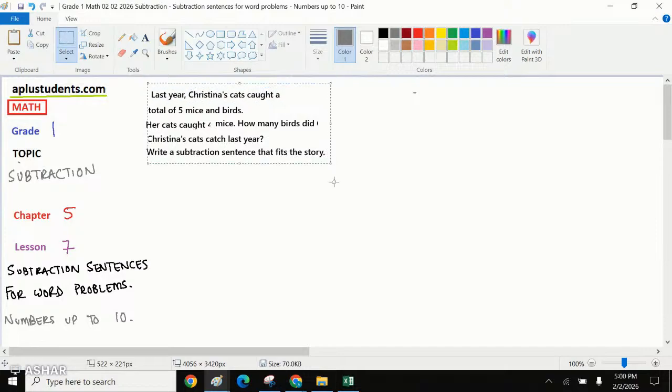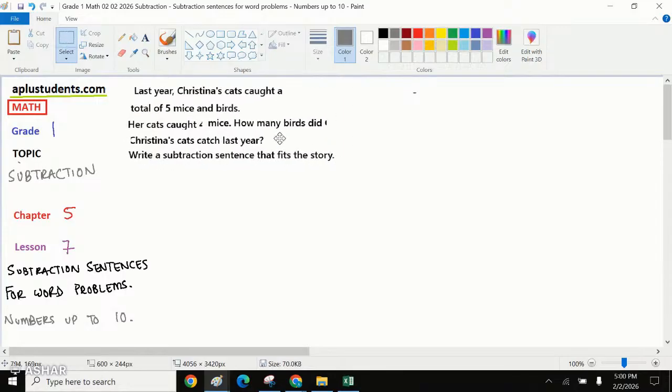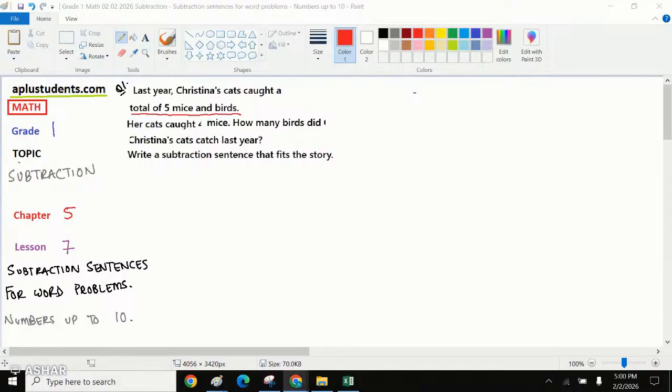Okay, so the question given to us is, last year Christina's cat caught a total of 5 mice and birds. The total is being given to us, that is a total of 5 mice and birds, right? Her cat caught 4 mice. How many birds did Christina's cat catch last year? Write a subtraction sentence that fits the story.